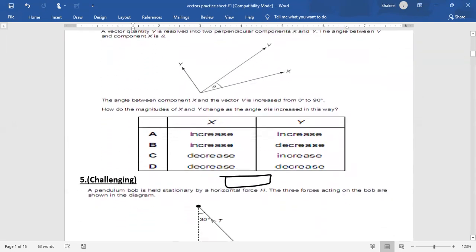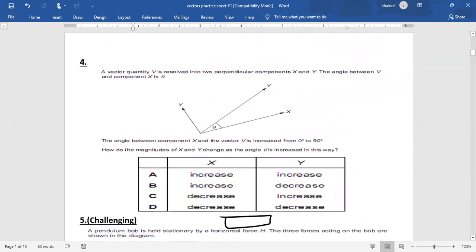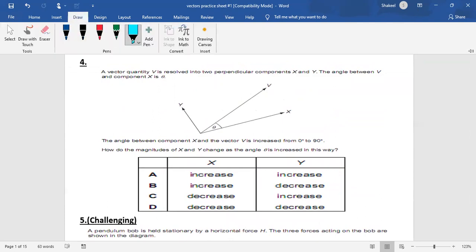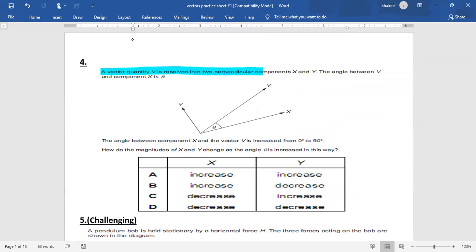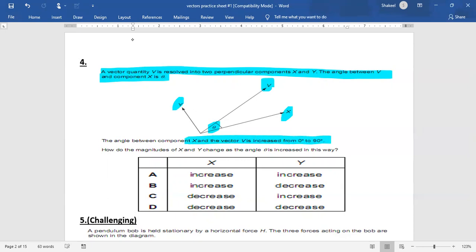Okay, moving forward to next question, which is again related to resolution. A vector quantity V is resolved into two perpendicular components x and y. The angle between V and component of x is theta. Like the angle for V is theta, x and y are the components of V. So the angle between the component x and v is increased from 0 to 90 degree. How do the magnitude of x and y change as theta is changing?